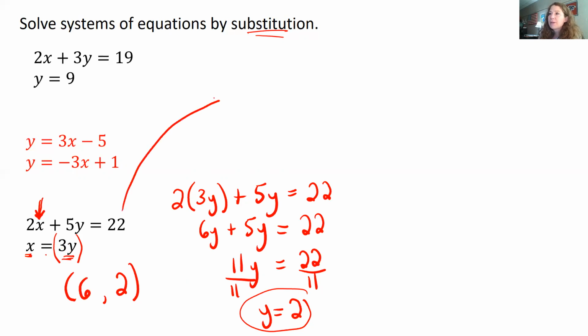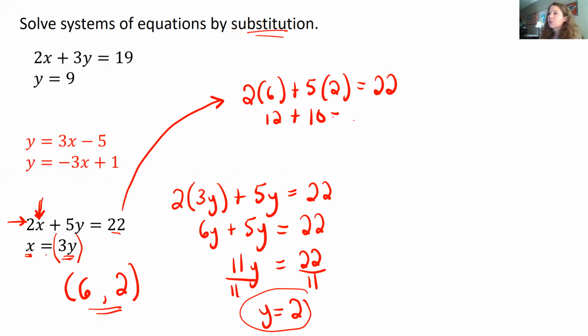And just to triple check my answer, I'm going to plug my solution into the first equation and make sure I get a true statement. So 2 times 6 plus 5 times 2 equals 22. Let's see if it's true. 12 plus 10 equals 22, and I know that's a true statement, so I feel confident that our answer is exactly right.